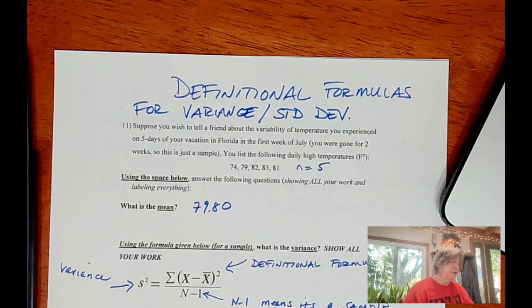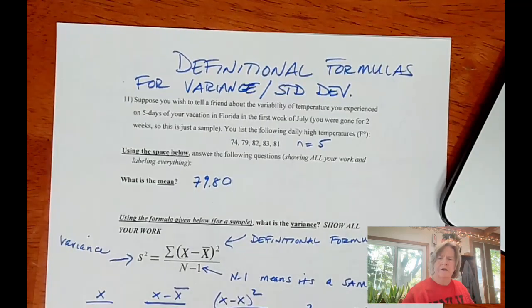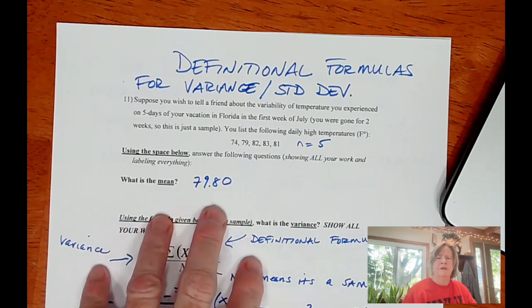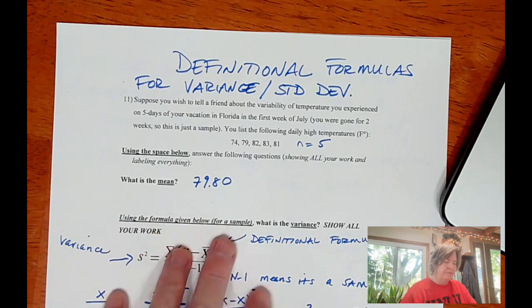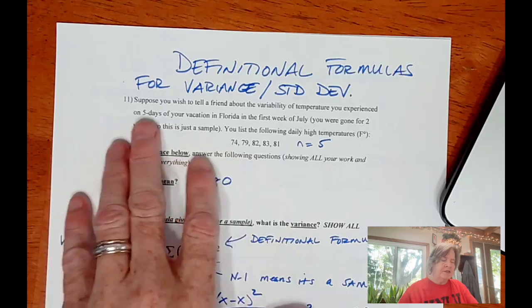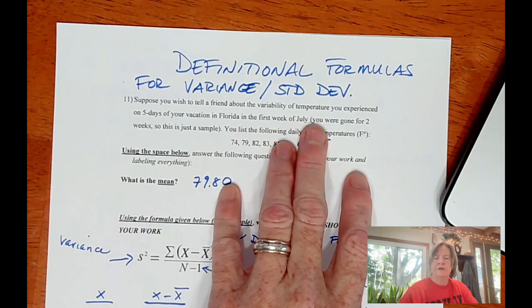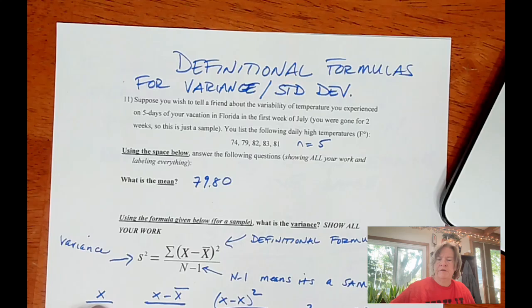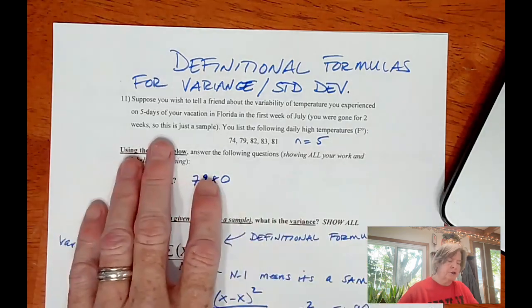Hi guys, this is a video to help you go over the definitional formulas for variance and standard deviation. I keep using the sample exam I gave you. So this is some data about the variability in temperature that you experienced on 5 days of your vacation in Florida, for the first week of July. And I said you were gone for a total of 2 weeks, so this is just a sample.